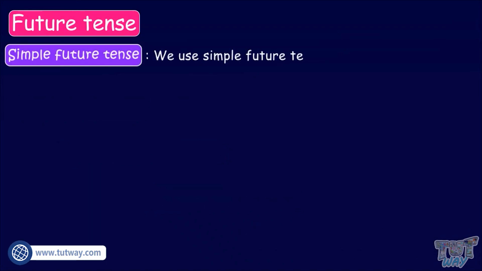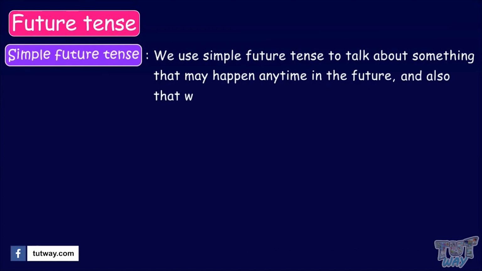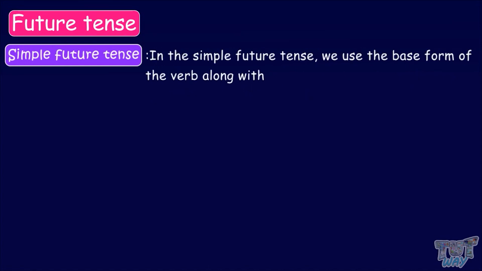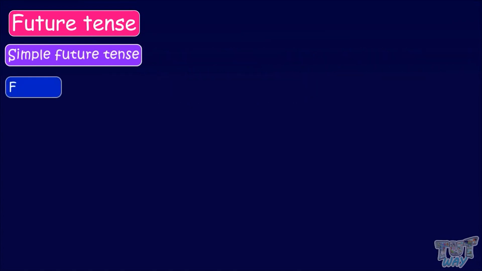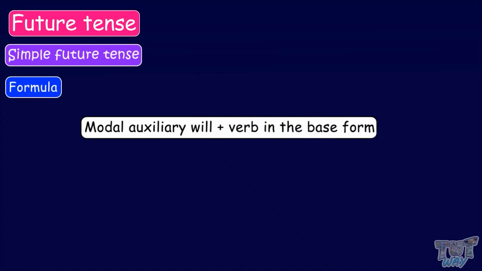We use simple future tense to talk about something that may happen anytime in the future, and also that may happen only once. In the simple future tense, we use the base form of the verb along with a modal auxiliary like will. So the formula for forming a simple future tense is modal auxiliary will along with the verb in the base form. Here we have examples.